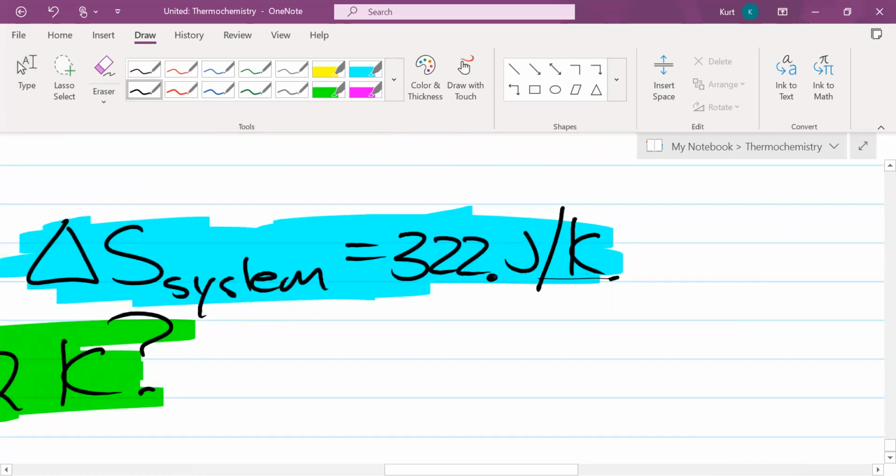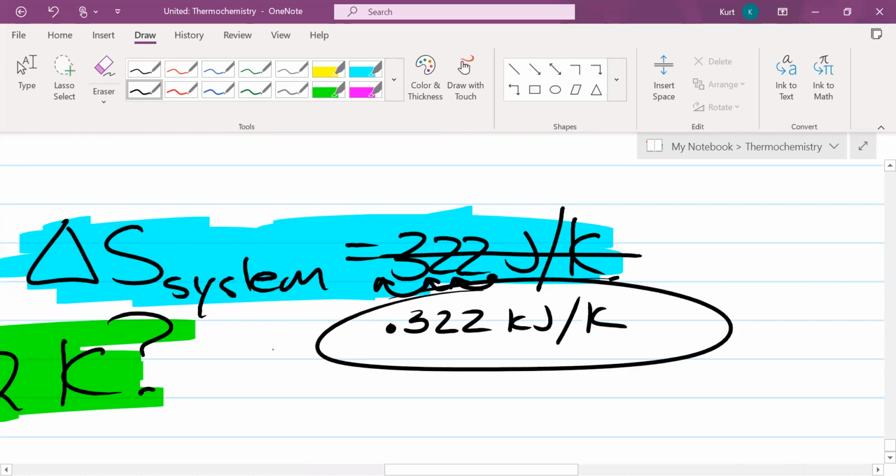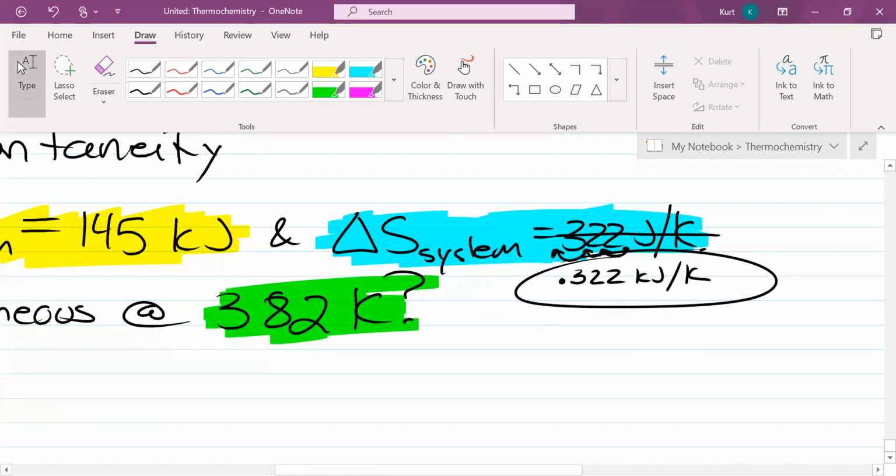Which way should we shift it? We've already established that we need to shift it 3 places because there are 3 zeros in 1,000. But should it be 3 to the left or 3 to the right? 3 to the left. So we're going to shift this 1, 2, 3. This is no longer going to be 322 joules per Kelvin. We're going to make this 0.322 kilojoules per Kelvin. It is so important that you use common units of measurement.